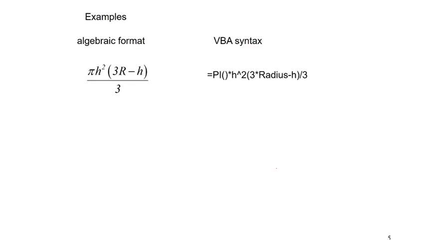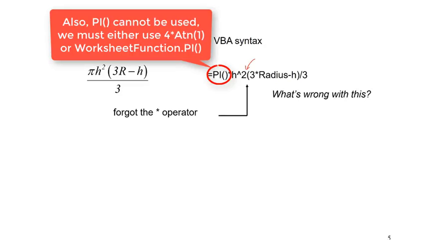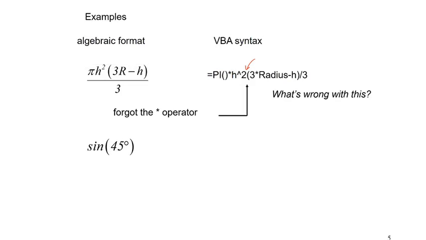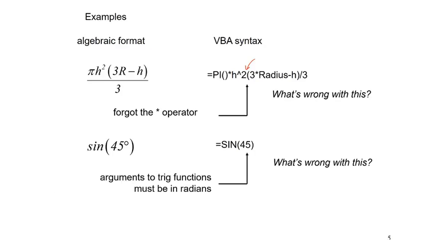Another example that has an error in it, and I want you to try to figure out what's the error in this. So what we don't have is an asterisk right there, so there should be an asterisk between the 2 and the left parentheses. What about if we wanted to take the sine of 45 degrees? Could we just use sine of 45? Be careful, because in VBA, the trig functions, the arguments have to be in radians. So if you wanted to do the sine of 45 degrees, you'd have to first convert it to radians.